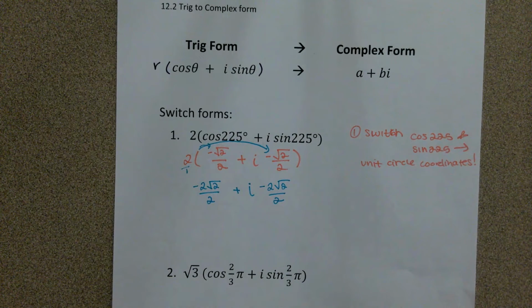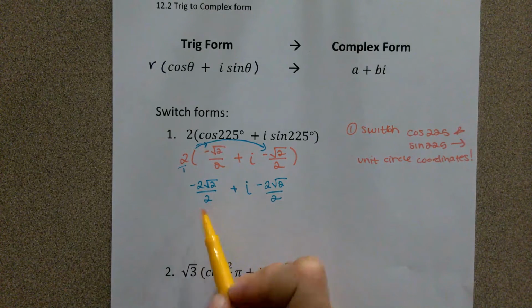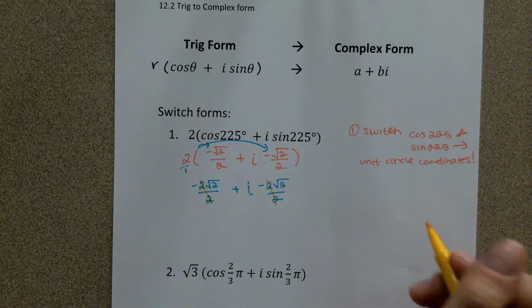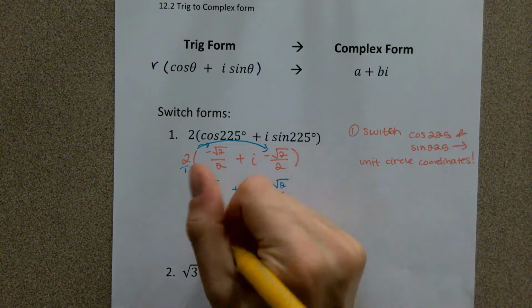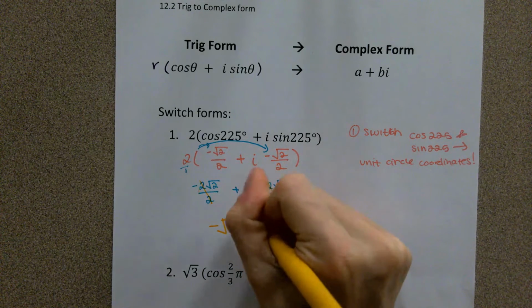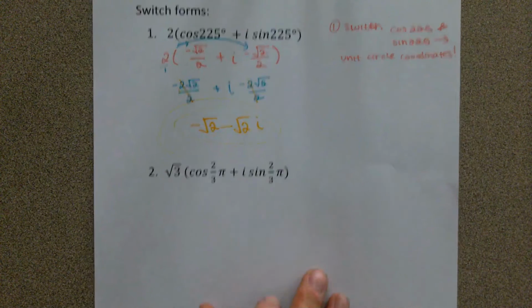Okay, we can simplify this, so don't leave it like this. 2 over 2 does simplify. They can kind of just cross. It simplifies to 1. But if you guys want to think about it as crossing, that's totally fine. So we're left with negative square root 2 plus negative square root 2. So I'm going to just put minus square root 2 i. And that is our complex version of this trig form. All right, let's do another one.